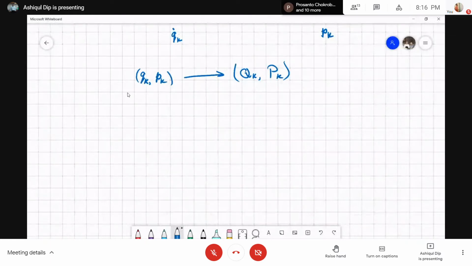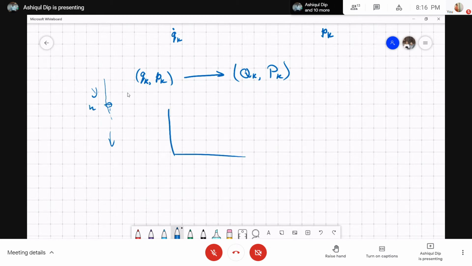So let me ask you a question. Let's consider a one-dimensional particle that you have released from some height h, and it's moving downward. I'm considering this vertical coordinate as my y, and this specific height is h. So what would be the phase space diagram? If I plot y and py, the corresponding momentum, what would be the phase space trajectory here?